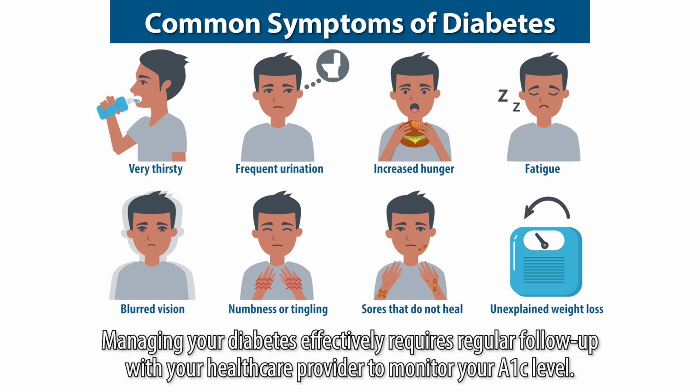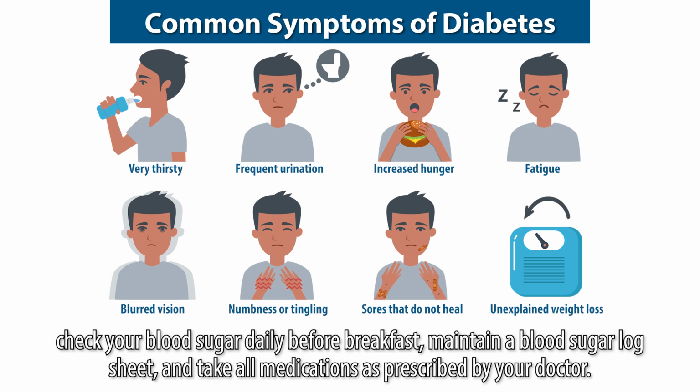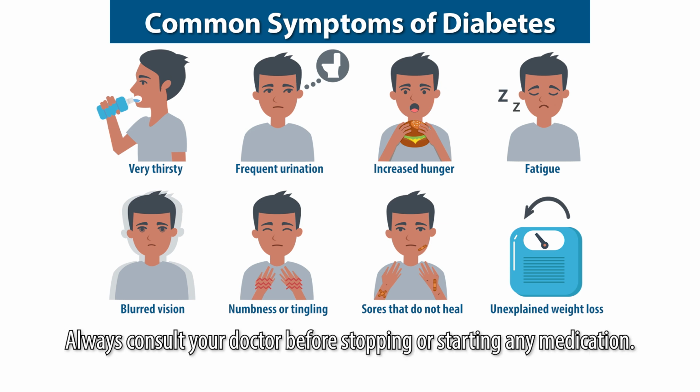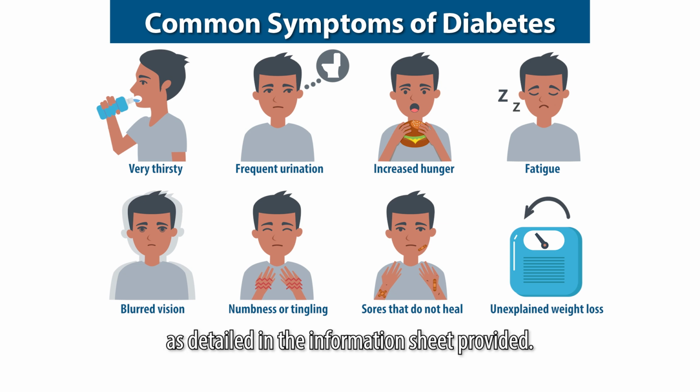Managing your diabetes effectively requires regular follow-up with your healthcare provider to monitor your A1C level. If your A1C is elevated, it is critical to adhere to a healthy diet, engage in daily physical activity such as walking, check your blood sugar daily before breakfast, maintain a blood sugar log sheet, and take all medications as prescribed by your doctor. Always consult with your doctor before stopping or starting any medication. It's essential to ask questions during your consultations to better understand your health condition and the steps necessary for managing your diabetes, as detailed in the information sheet provided.